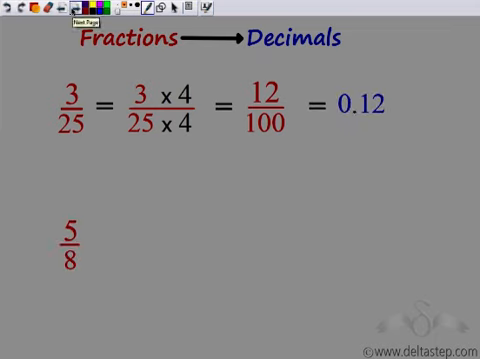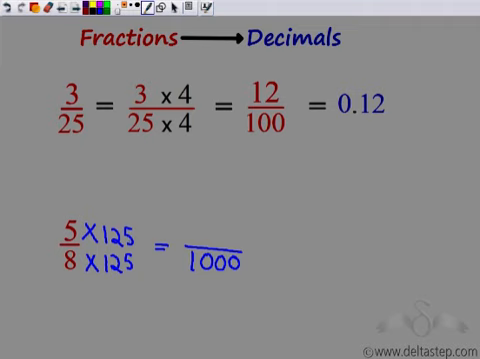0.12. Now let's try to convert this number, which is 5 by 8, into a decimal number. Again, you need to find what number you should multiply 8 with to get a power of 10. I know 8 times 125 gives me 1 followed by 3 zeros. That is 1000. So I multiply 5 also with 125. That is, the numerator with the same number, so that the value of this number does not change.